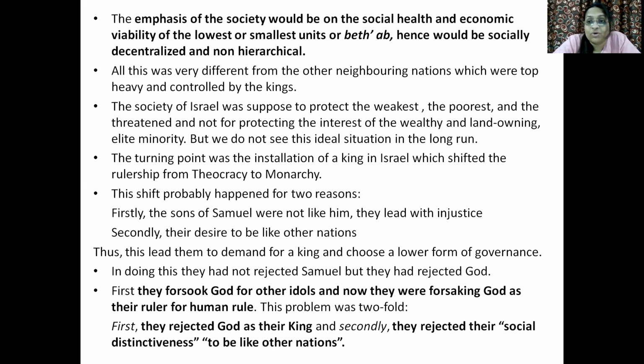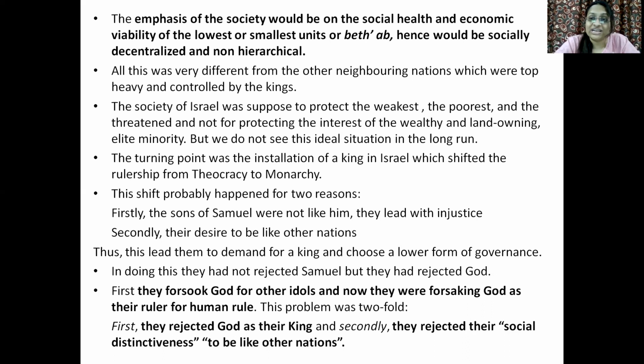So they forsook God. We can see in the history that they forsook God for other idols, and now they were forsaking God's rulership for human rule. Earlier they rejected God for other gods and goddesses, but now they are rejecting God's rule for human rule. That's what is happening over here. So this has a twofold problem. First, they rejected God as their king.